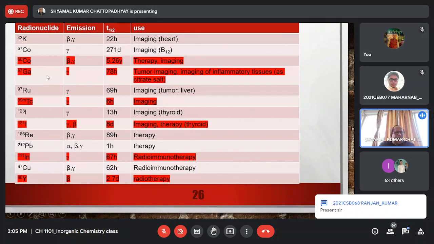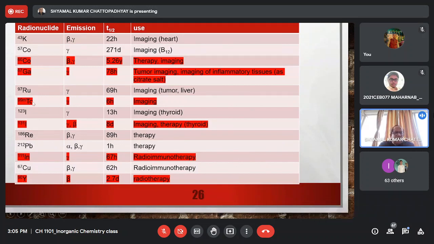So these are some of the radionuclides I have told you about. The most important is technetium-99m. We have gallium-67 and cobalt-60. We have iodine-131, and then the gamma emitting isotope indium-111 and the beta emitting isotope yttrium-90. These are, we can say, the most important radioisotopes in the modern radiopharmaceutical industry.